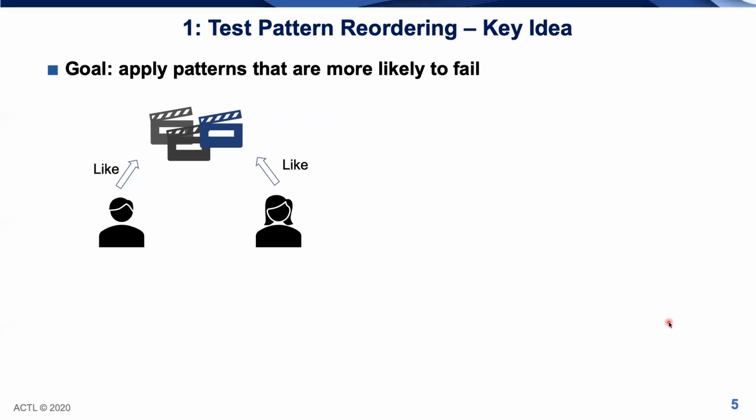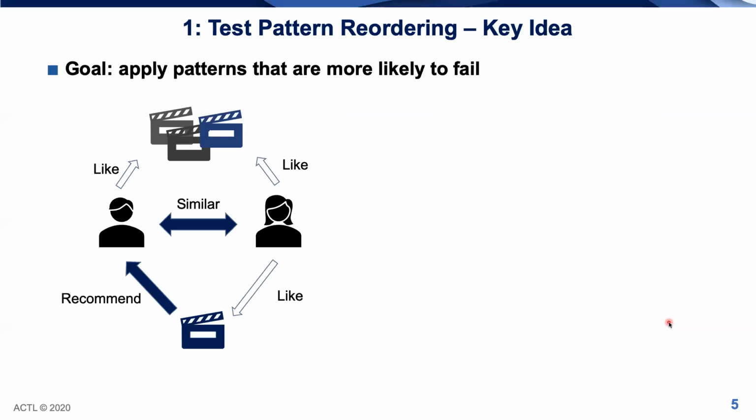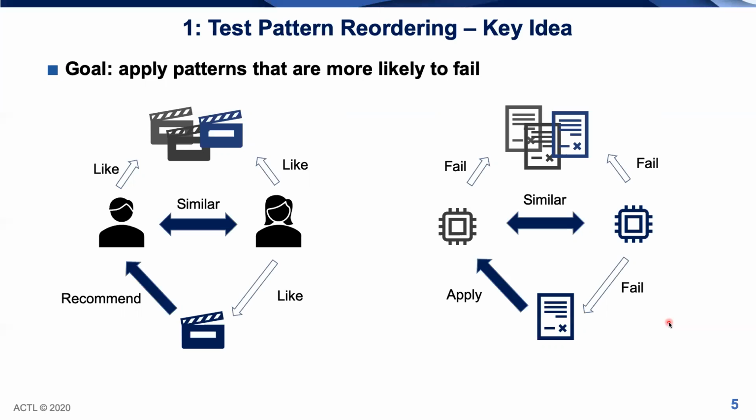This goal motivates us to use the idea of recommendation systems. For example, in a movie site, the system wants to suggest movies that each user is more likely to enjoy. If 2 users like the same set of movies, the 2 users are defined as similar. The system will recommend another movie that one user likes to the other. The same idea can be applied in this pattern reordering scenario. If 2 chips fail for the same set of patterns, the 2 chips are similar. The other patterns that fail one chip may also fail the other chip. Applying such patterns first, we are more likely to collect more failing data with fewer patterns.